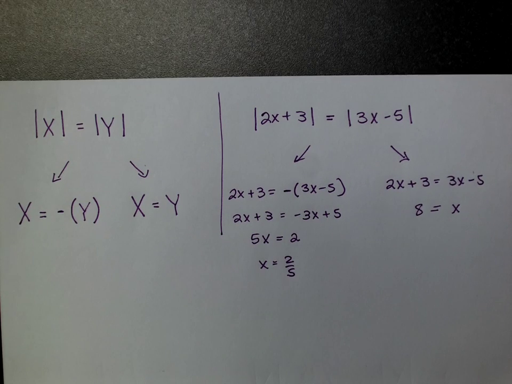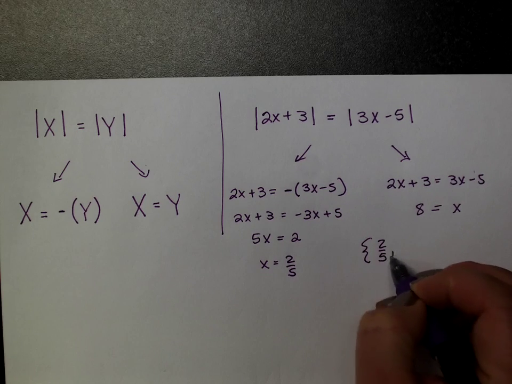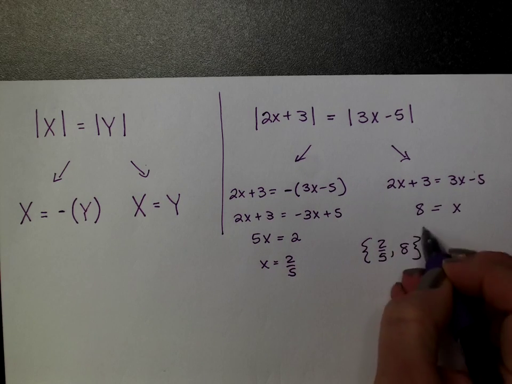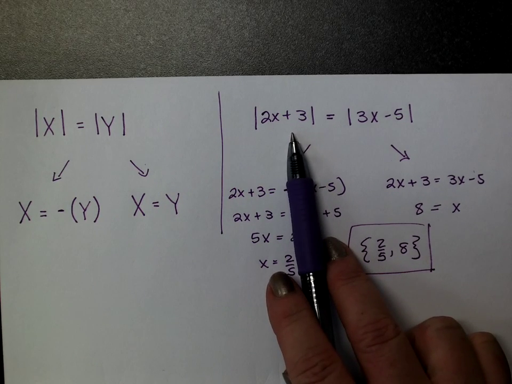Okay. Like I said, I'm not going to be writing those steps down every time, but do speak up. You're like, how did you get there? Okay. So this gives me my 2 solutions of 2/5 and 8. Okay. And of course, always check back in your original equation.